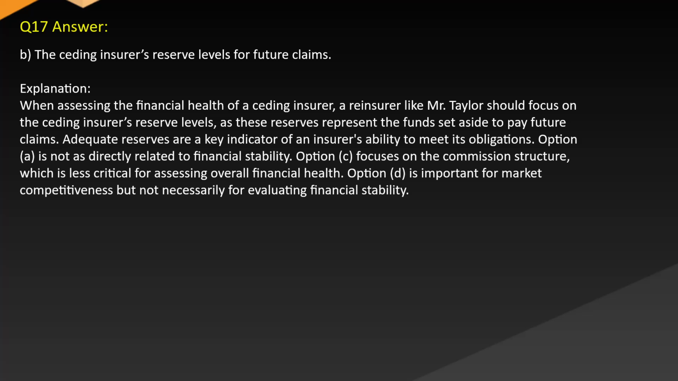Option A is not as directly related to financial stability. Option C focuses on the commission structure, which is less critical for assessing overall financial health. Option D is important for market competitiveness, but not necessarily for evaluating financial stability.